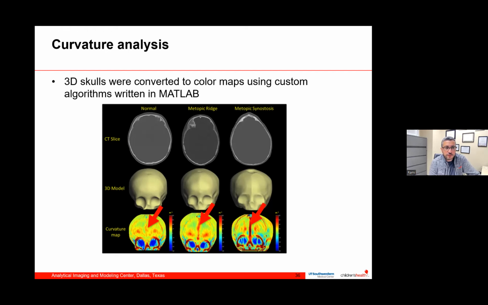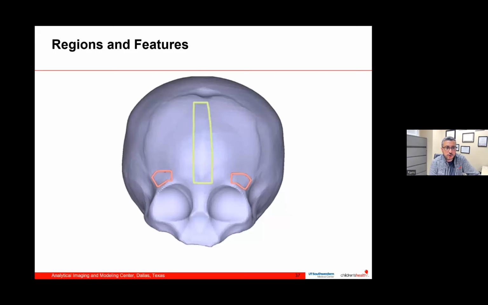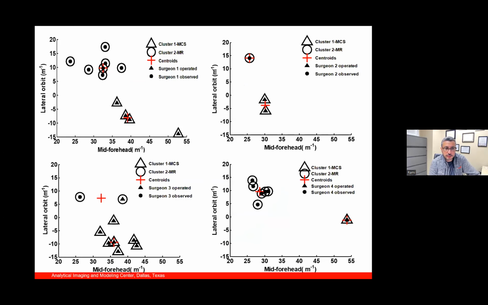And the two important regions in the metopic craniosynostosis, again, are the midline of the forehead, but also the supraorbital rims. So if I take these curvature values and plot the lateral orbit and the mid forehead, then you can see that the data started to cause clustering.